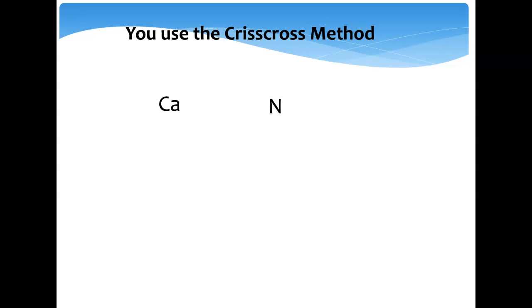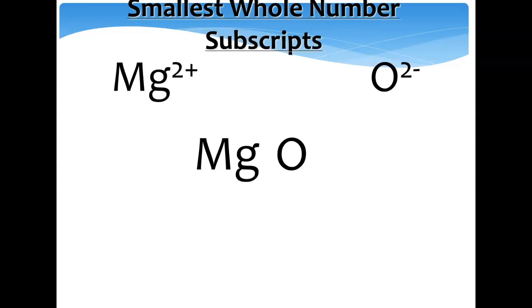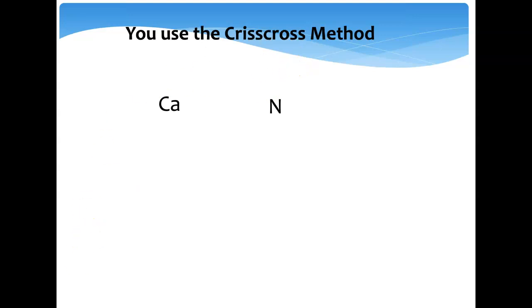How about calcium and nitrogen? Can you figure that one out? The formula and the name. Hopefully you were thinking, okay, calcium is going to become a 2+. Nitrogen is a 3-. So when I cross those, we're going to get Ca3N2. And the name would be calcium nitride.